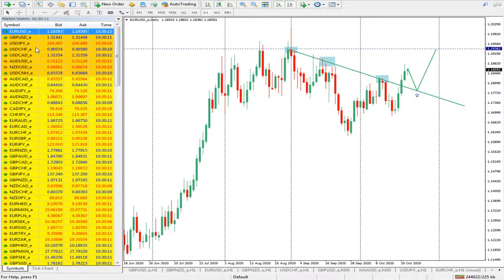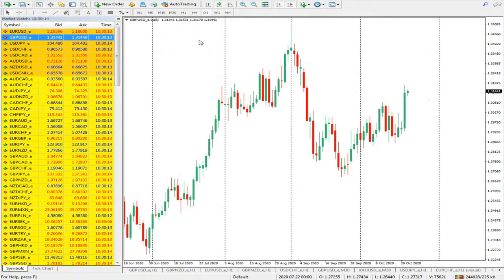If the price successfully closes beyond this level, then we do expect even further momentum to the upper side. The next chart I want us to look at is GBP USD.